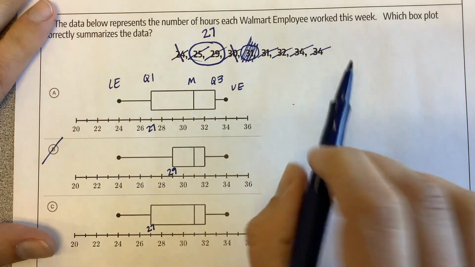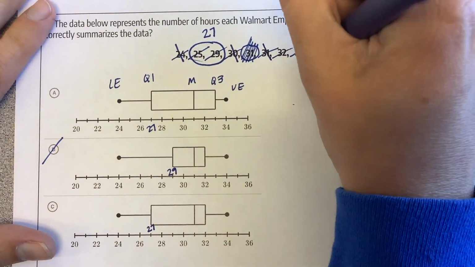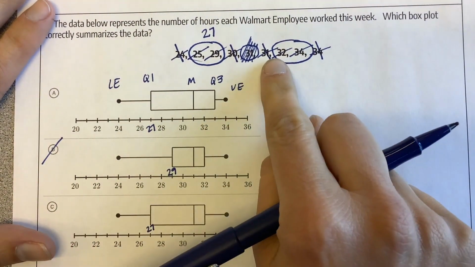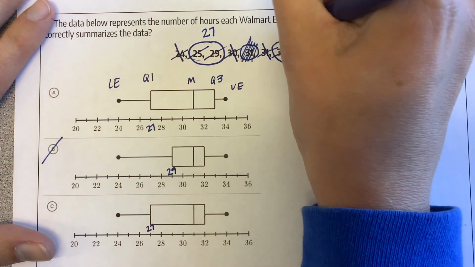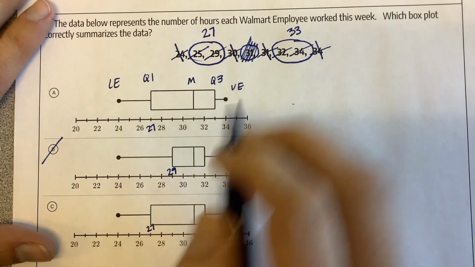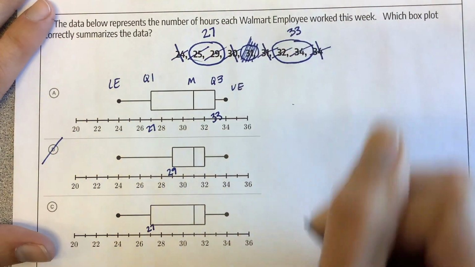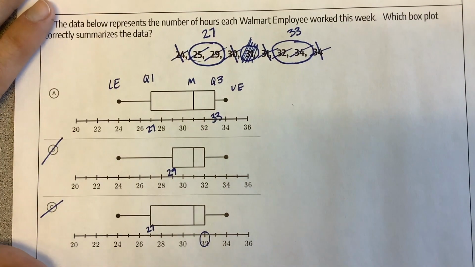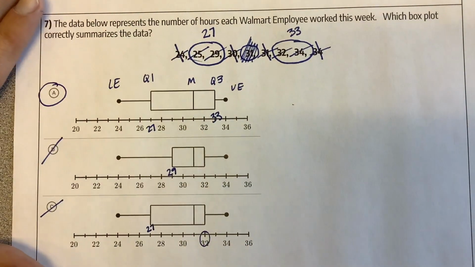So let's find our Q3. Crossing off lowest, highest. We have these 2 values in the middle. Between 32 and 34 is 33. So a Q3 of 33. This has a Q3 of 33. This does not. That's at 32. So it can't be C. It must be A.